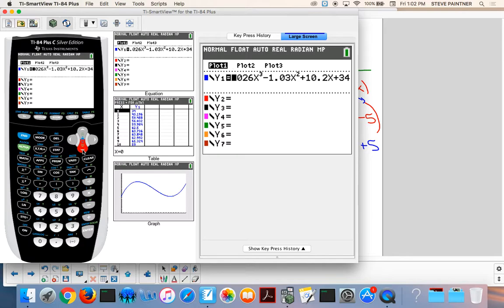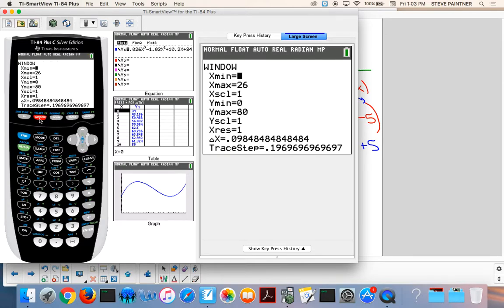Now, there's another problem. You know what the other problem is? The window. Is the window big enough to handle this? Think of your x values. X's went from 0 to 24. So your x value should go 0 to what? 25, 26. Yeah, so I did my window from 0 to 26.